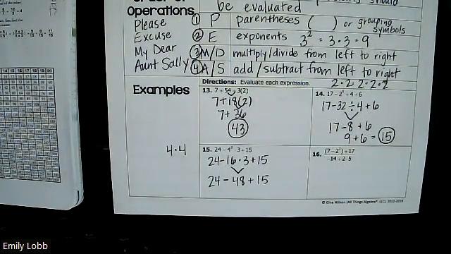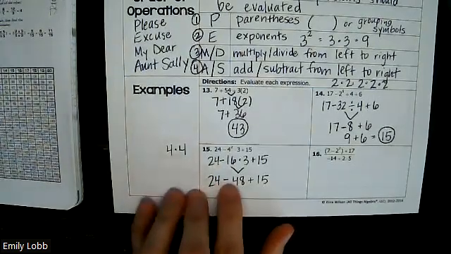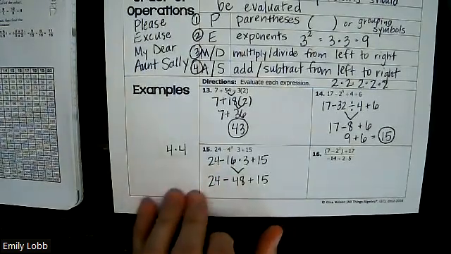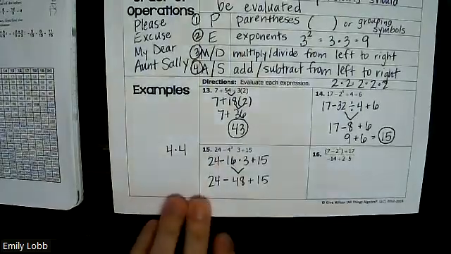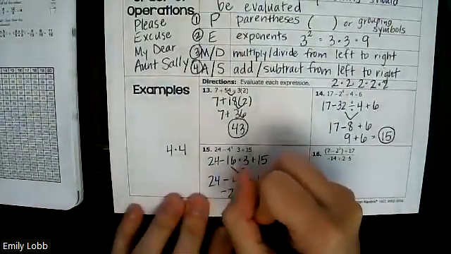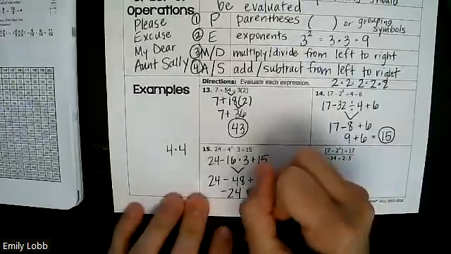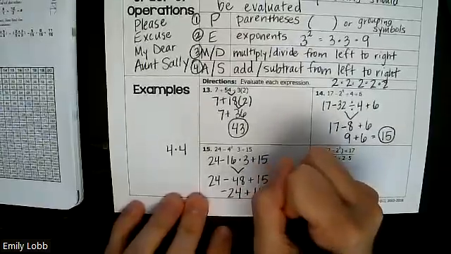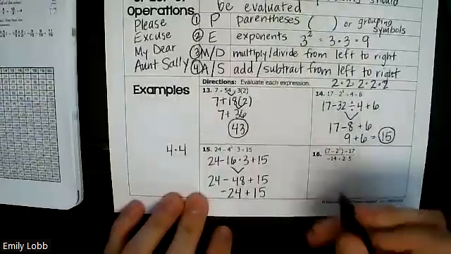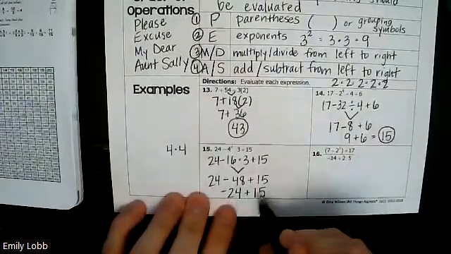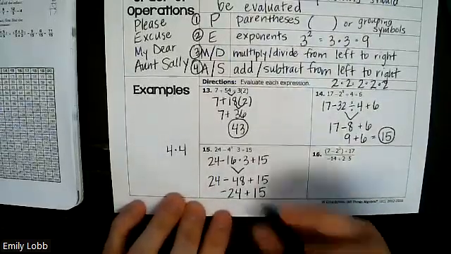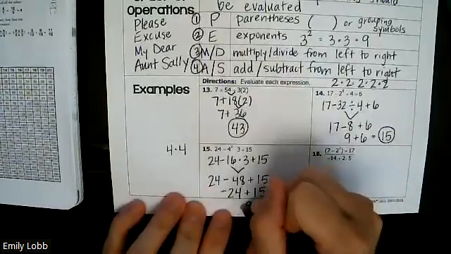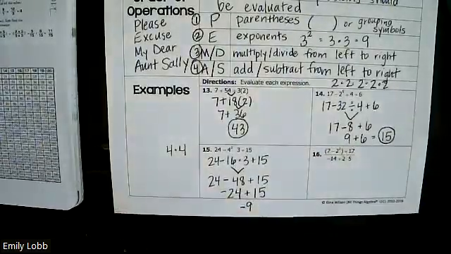Here's where it gets a little tricky because your integer rules come into play. What's 24 minus 48? Negative 24, right? Plus 15. Well, my signs are different again, so I'm finding the difference. Negative 9.